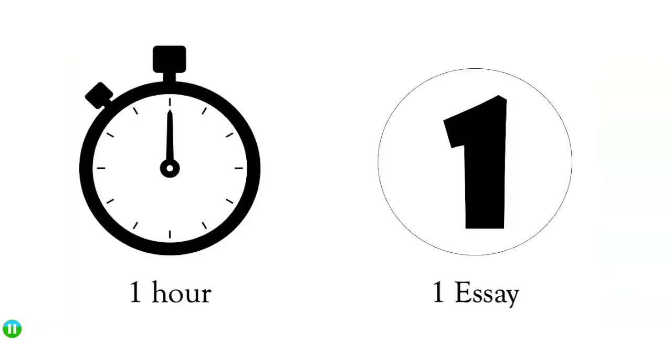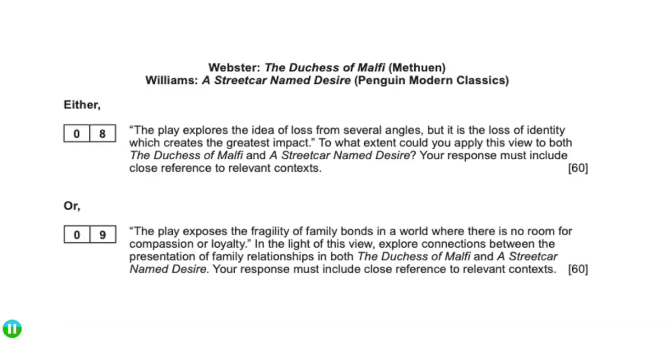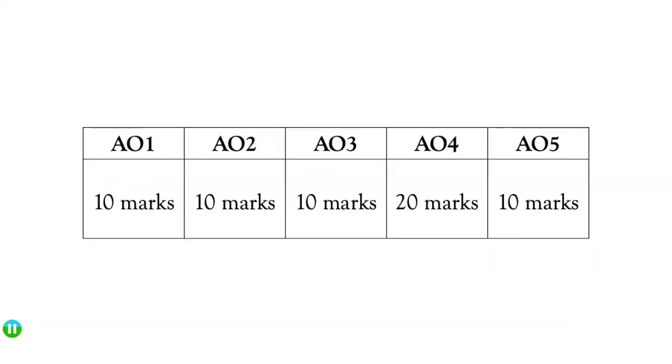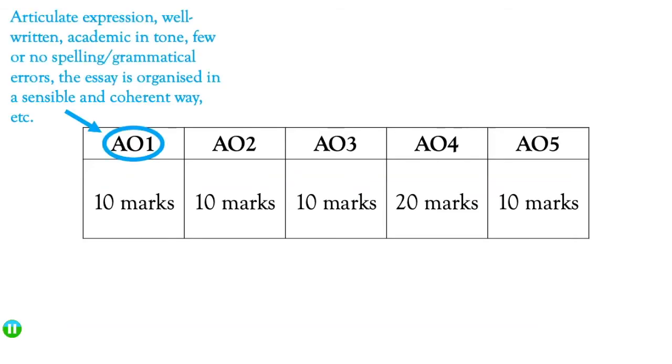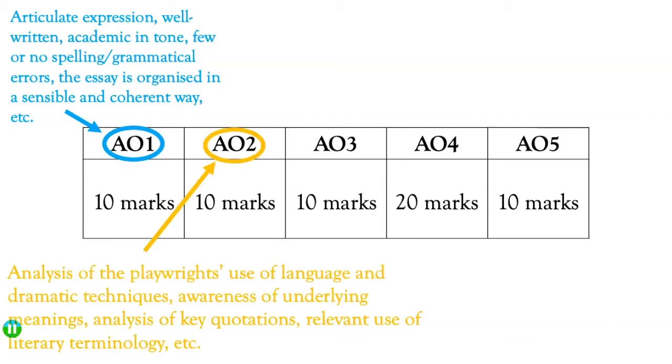In this paper, you have 1 hour to write one essay on The Duchess of Malfi and A Streetcar Named Desire. You will get to pick your question from a selection of 2. You'll be assessed on all 5 assessment objectives. This means that you have to be doing everything. Your essay needs to be clear, well-written, academic in tone, and free of spelling and grammatical errors in order to address AO1. It needs to analyse the way in which the playwrights create meaning through their use of language and dramatic techniques in order to meet AO2.